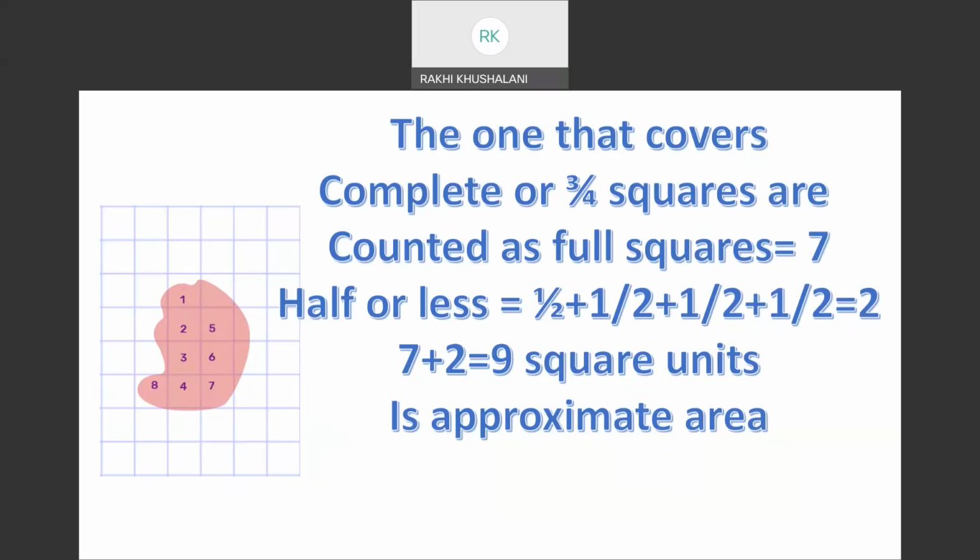We saw in the last two examples. So they are 7 in number. Half or less is equals to, we counted, half plus half plus half plus half. That is 2. I will show you which all we counted.